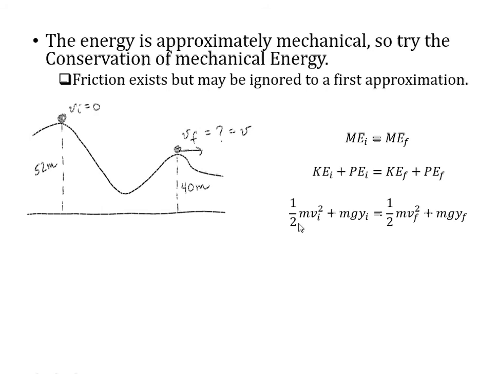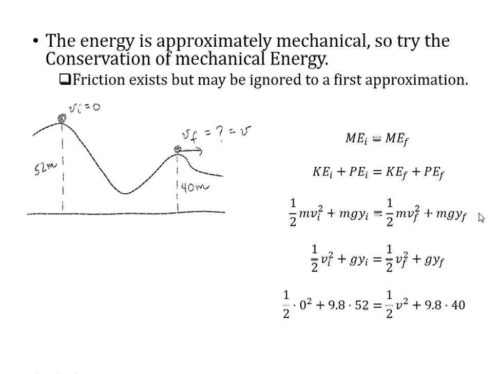The kinetic energy, of course, 1/2 mv squared. Gravitational potential energy, mgy, initial and final values. Once again, just like with the free fall motion, the mass appears in every term in the problem. You can divide both sides by the mass. It cancels out. So we can rewrite the equation, simplify it a little bit, just losing the mass.